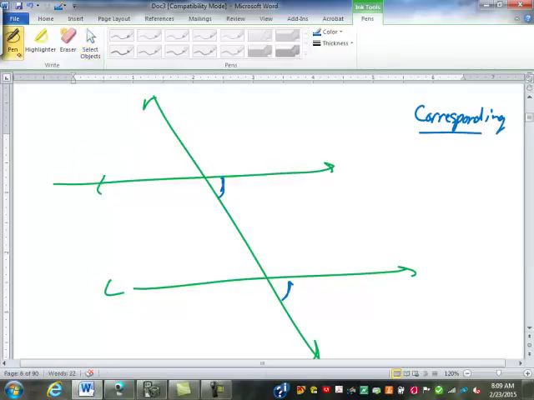There are interior angles. Where do you think the interior angles are? On the inside, between the parallel lines. Well, interior angles themselves aren't that interesting, so they have special pairs. There are alternate interior angles. This angle here and this angle here are called alternate interior angles because they're on alternate sides of the transversal. They're interior, but they're on alternate sides.